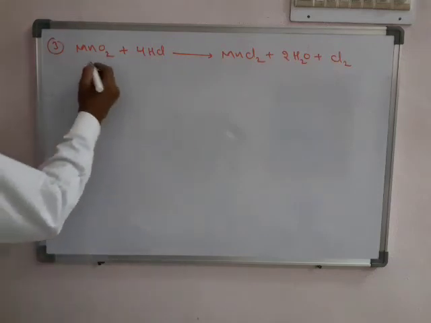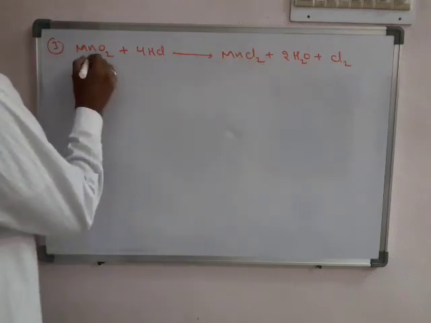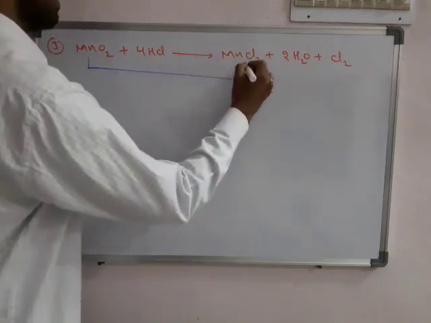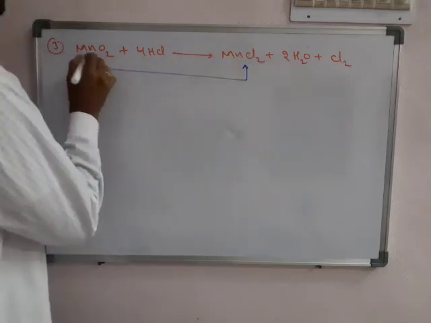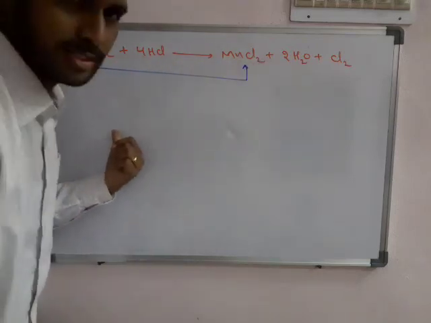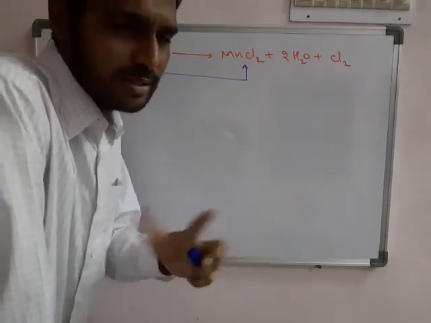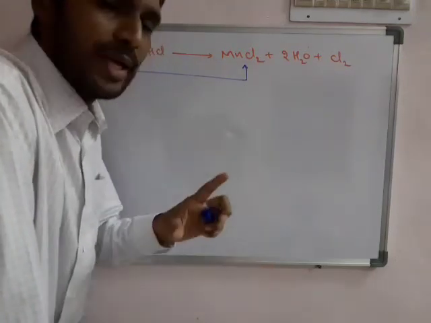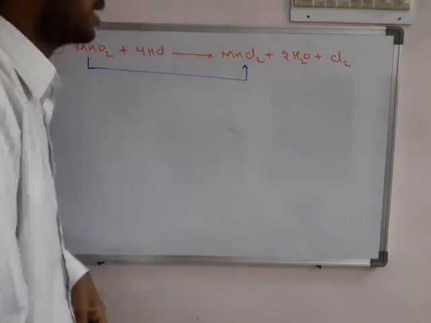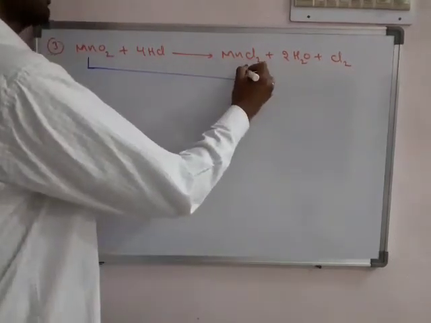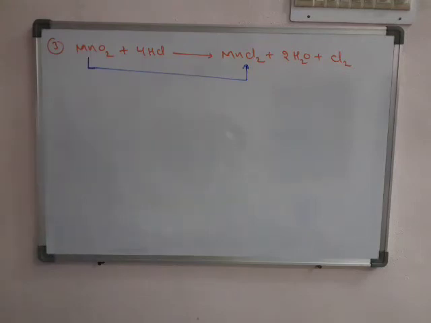Here manganese dioxide becomes MnCl2. Manganese loses its attachment with oxygen. Here manganese is attached with two oxygens, but here it becomes MnCl2. We are comparing with the help of oxygen, so MnO2 becomes MnCl2, losing two oxygens.